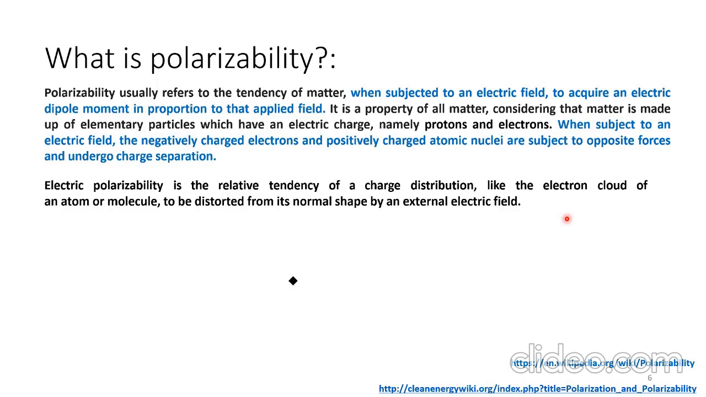That I will discuss later. And the electric polarizability is the relative tendency of a charge distribution, like the electron cloud. So why do we call it an electron cloud? Because the position of the electron is not defined when it is revolving around the atom. So that's why we call it a cloud. And that is distorted from its normal shape by an external electric field.